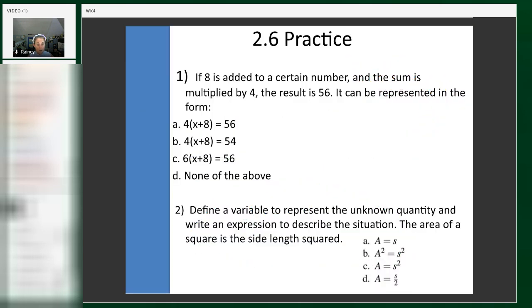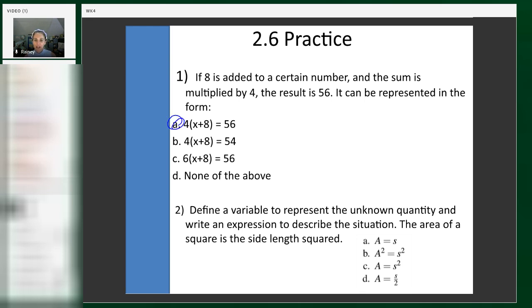Yes, I've got more practice. This is not on your paper. You guys just look at your screen. Okay, here we go. Figure out which answer choice would work, please. If 8 is added to a certain number and the sum is then multiplied by 4, the result is 56. Do any of those look like it would work? 8 is added to a certain number, and the sum that you get would be multiplied by 4, and the result is 56. Yes. Good job, everybody.